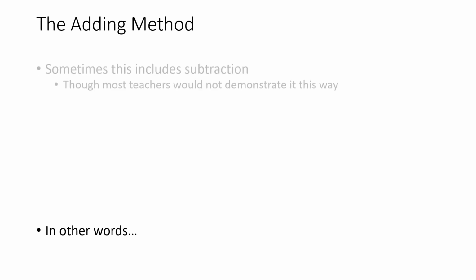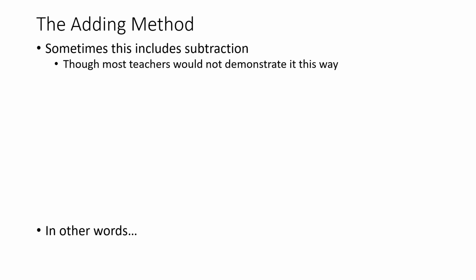So the adding method, we're going to talk about some things here with the adding method for solving systems of equations. First off, sometimes this includes subtraction, though most teachers would not demonstrate it this way. There is a problem later in the lesson where I will demonstrate what it looks like with subtraction. But there's a reason that a lot of teachers won't do it this way. Usually they'll just say, you're going to multiply by -1 and then add.